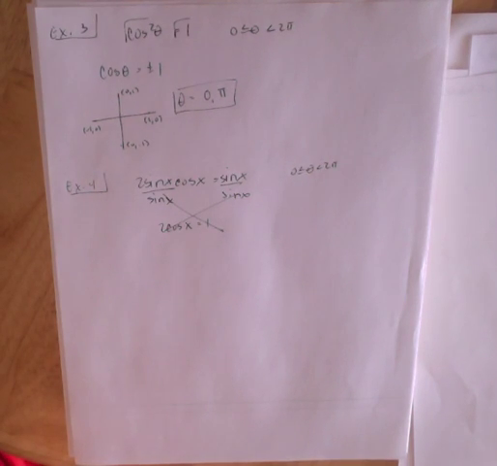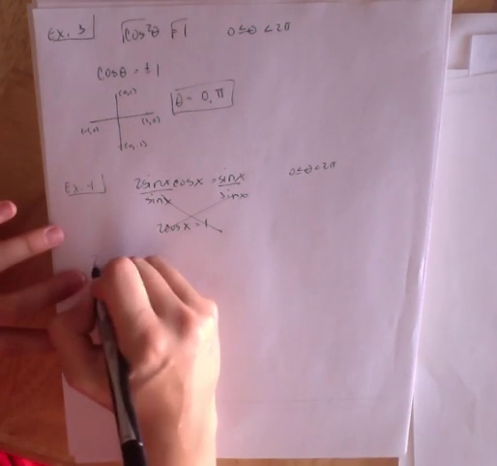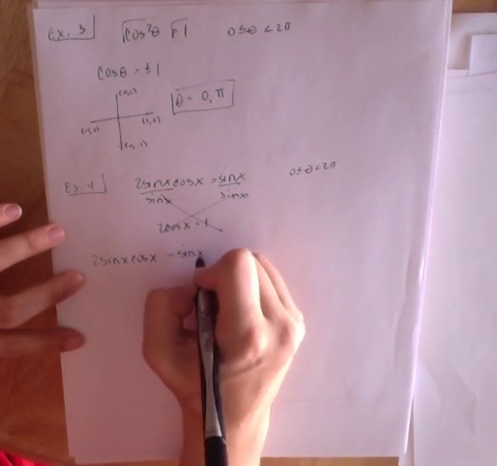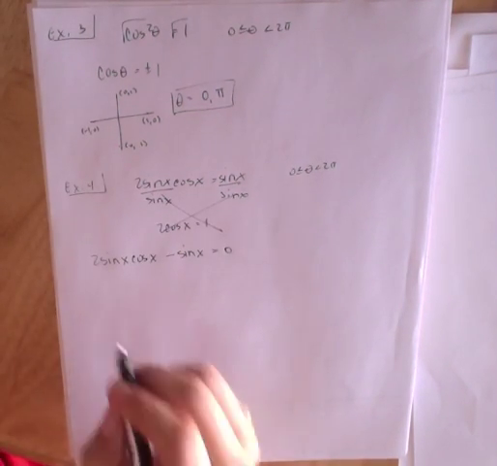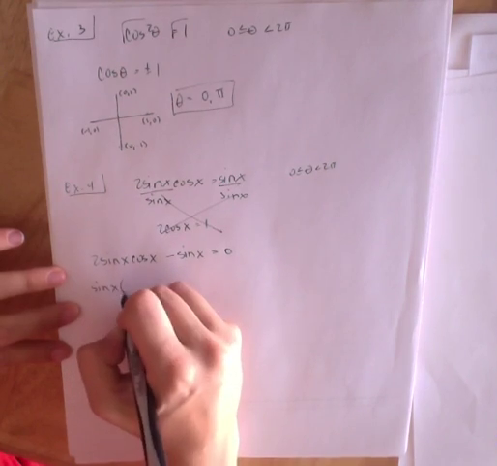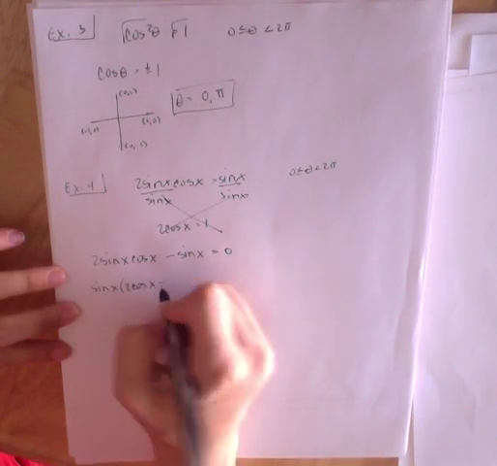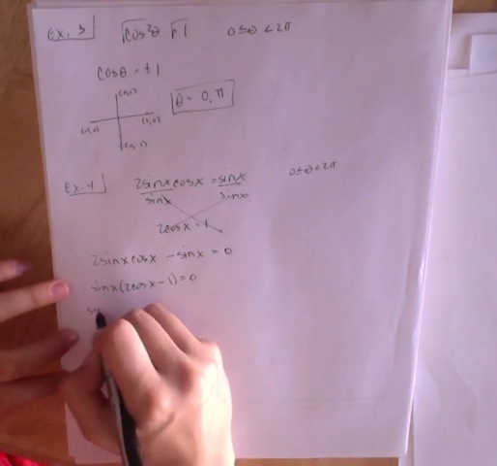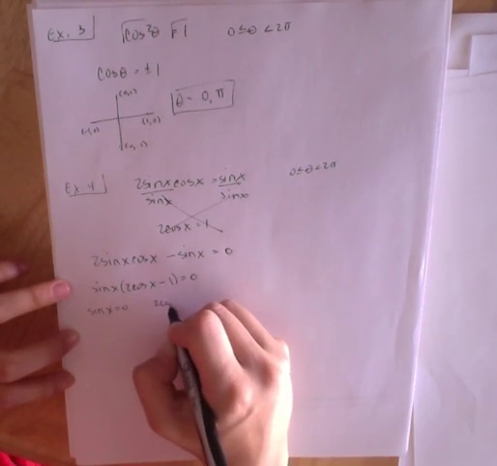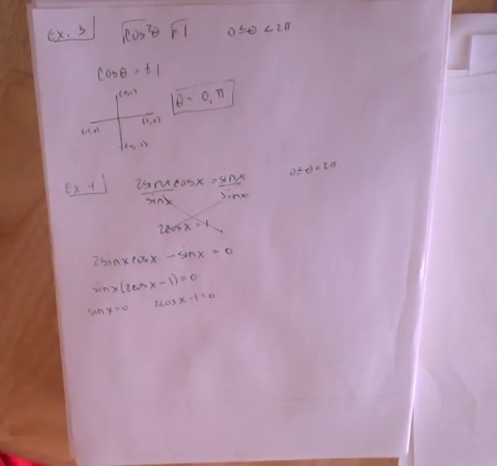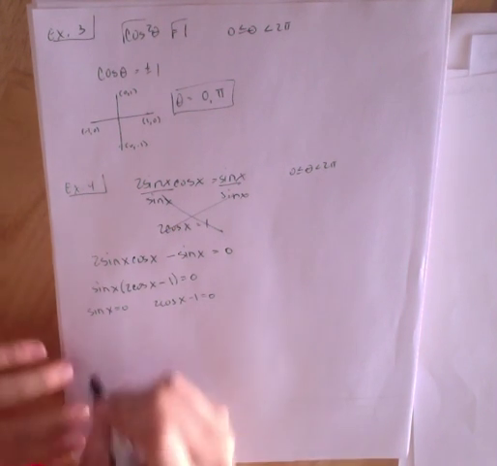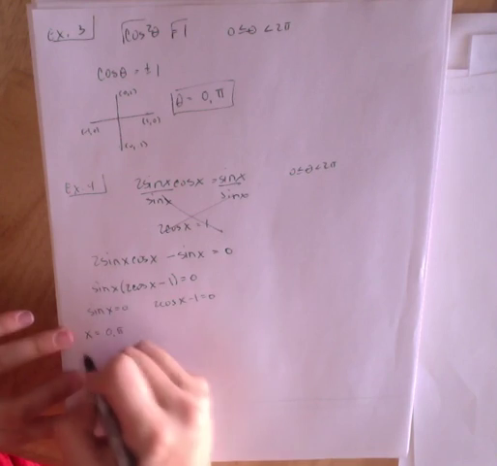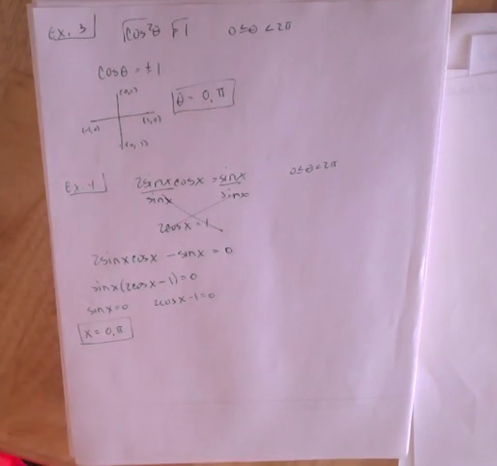Okay? Instead, what we need to do is we'll have 2 sine of x cosine of x minus sine of x equals 0. Then you can factor out a sine of x, leaving you with 2 cosine of x minus 1 equals 0. This tells us that sine of x could equal 0, or 2 cosine of x minus 1 could equal 0. We know that sine of x is 0 at 0 and pi. Those are two solutions, right?